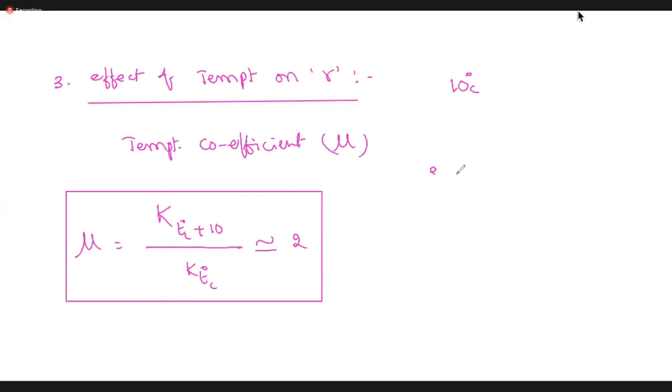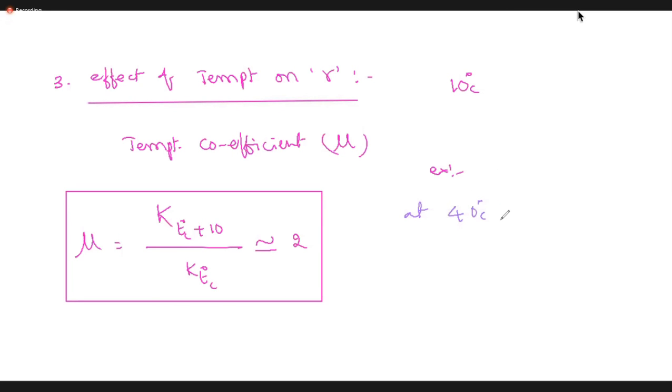One model problem I will give. So that K at T degrees Celsius plus 10, that 10 is added to T degrees Celsius. Let us take T as 40 degrees. I am increasing its temperature to 50, then the rate will become double. I am giving one model problem. Copy that.